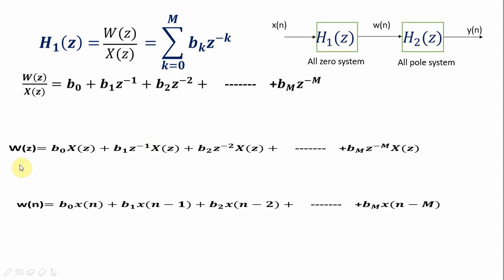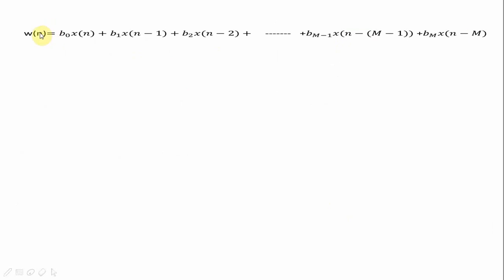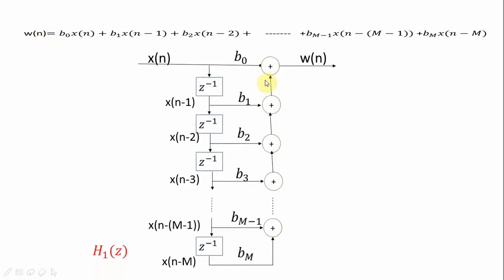Take the inverse Z transform of this to solve for the output of the first subsystem w of n. So w of n is b0 into x of n, which is the inverse Z transform of X of z. b0, b1, b2 are all constants, plus b1 into the inverse Z transform of z power minus 1 X of z, which is x of n minus 1, and continuing like this we have the last term bm into x of n minus m. So with this equation for the output of the first subsystem w of n, we realize the block diagram.